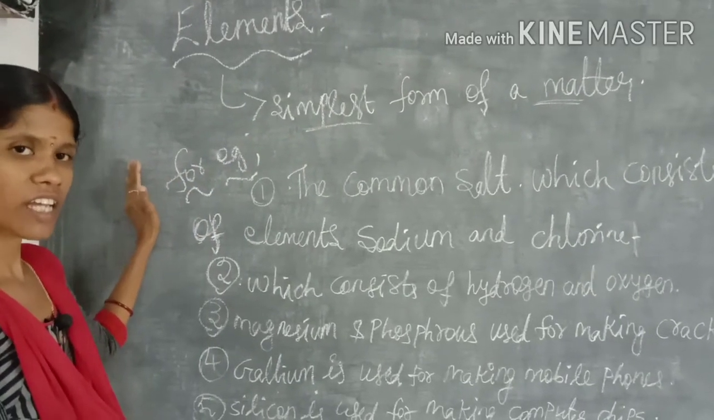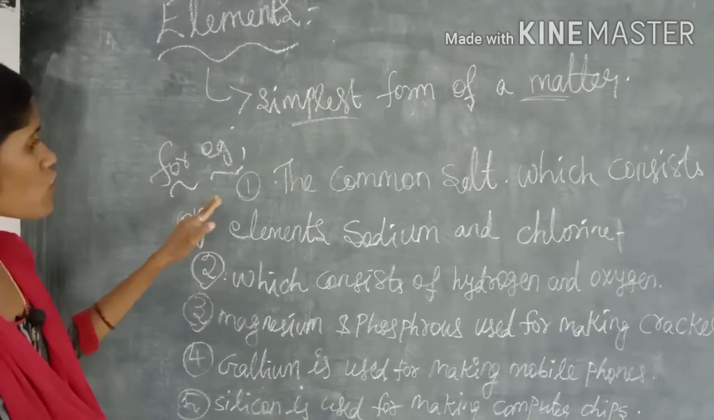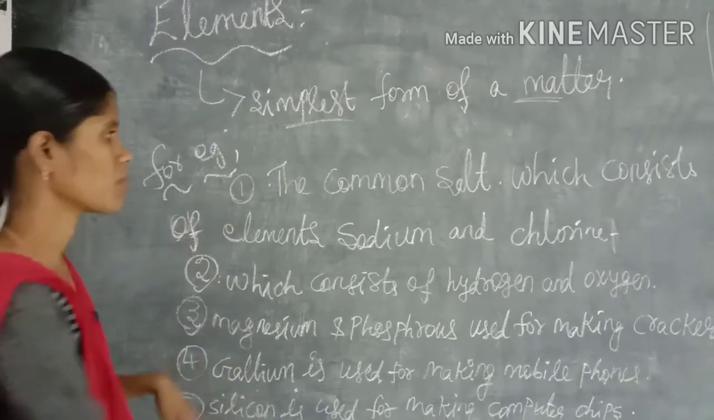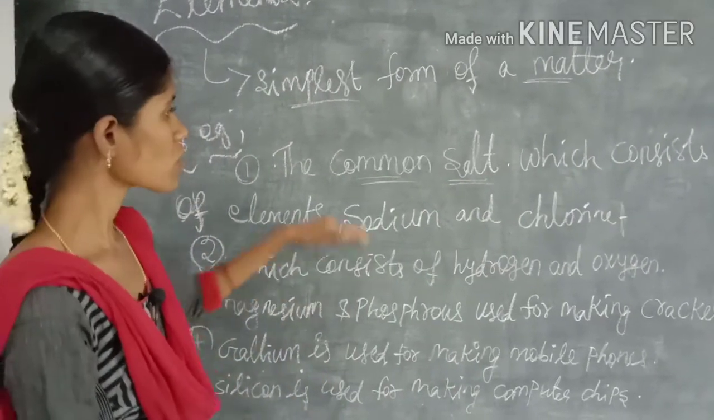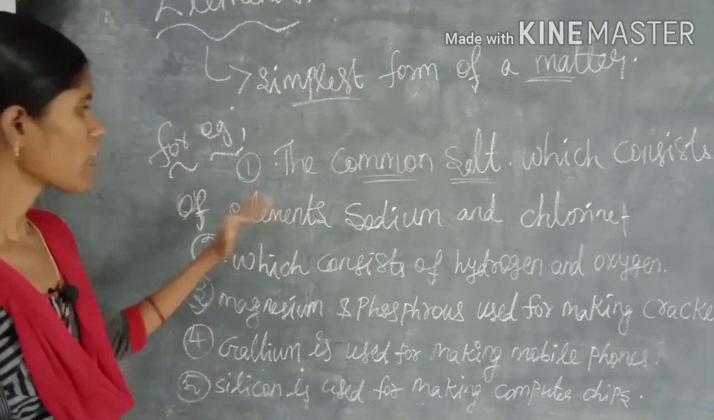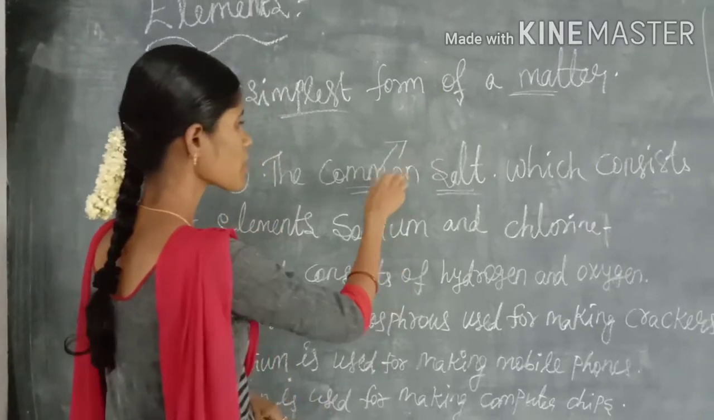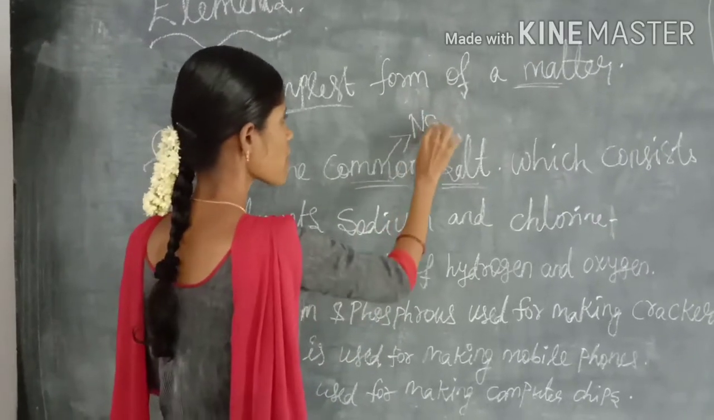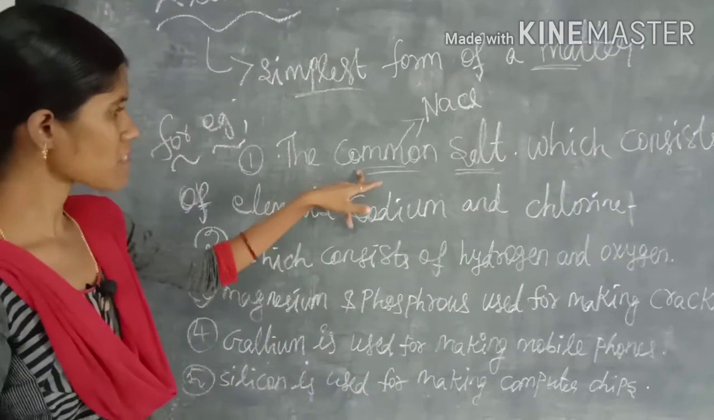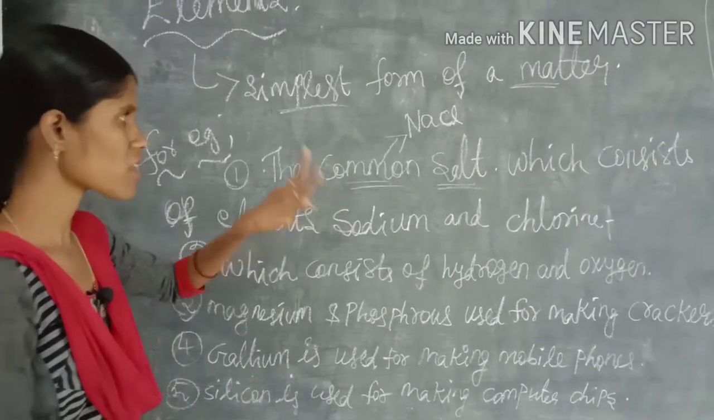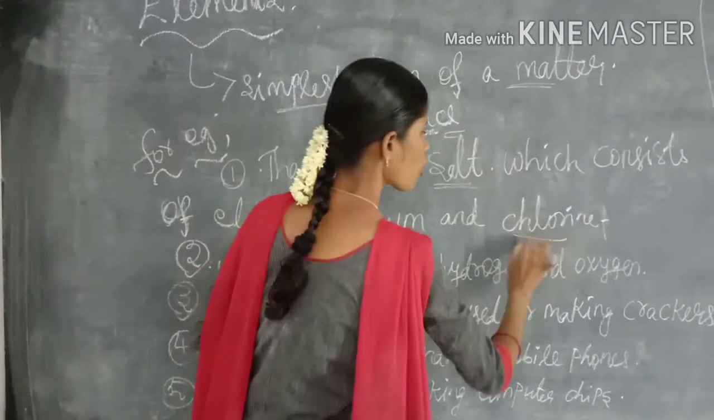For example, in our daily life we use different types of elements. The first one is common salt, which is used in our kitchen. Common salt consists of the elements sodium and chlorine. The chemical formula for common salt is NaCl. So common salt consists of two elements: one is sodium and another one is chlorine.